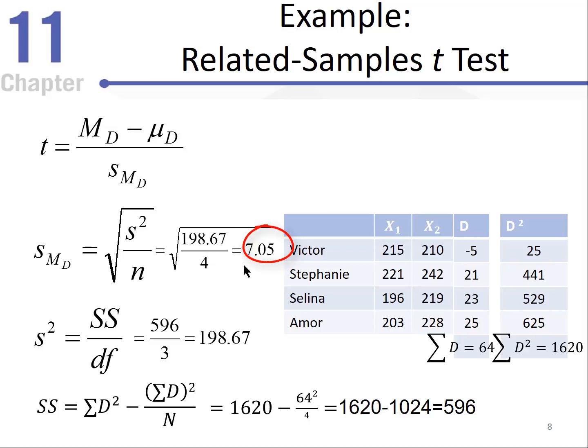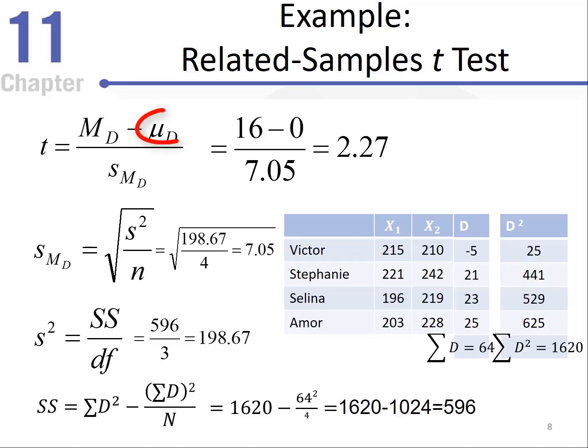So the end result is 7.05. And now we can solve for t. We know from previous that we calculated the mean difference to be 16. This again is going to be minus 0, over the 7.05, and we get a t-value of 2.27.